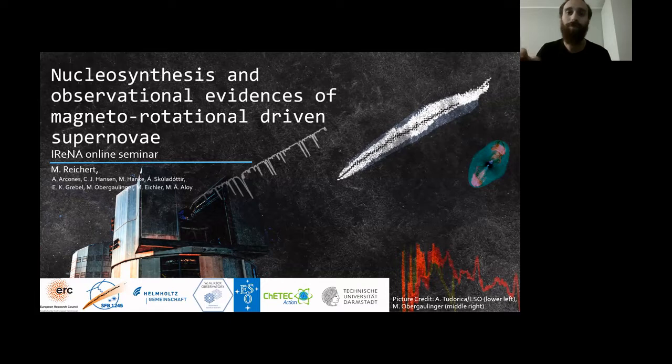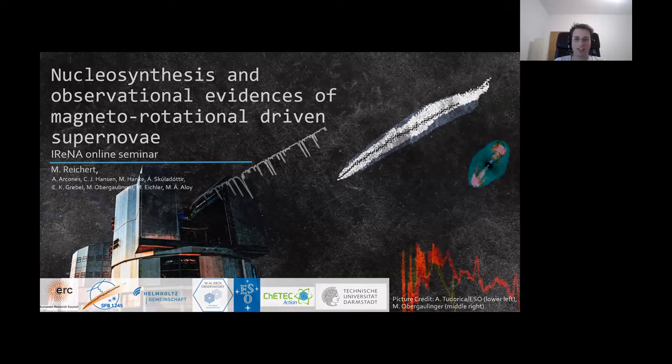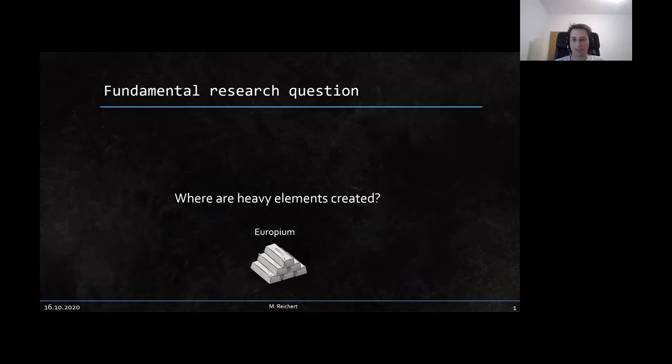So I'm very happy to present the work of my PhD thesis, where I dealt with the nucleosynthesis and observational evidences of magneto-rotational driven supernovae. To be more specific, I worked on the r-process, and europium is a tracer for the r-process. The r-process has been shown to be hosted by neutron star mergers in 2017, but when assuming neutron star mergers are the only source of r-process elements, several problems arise.